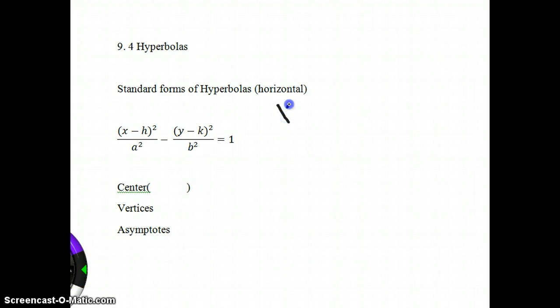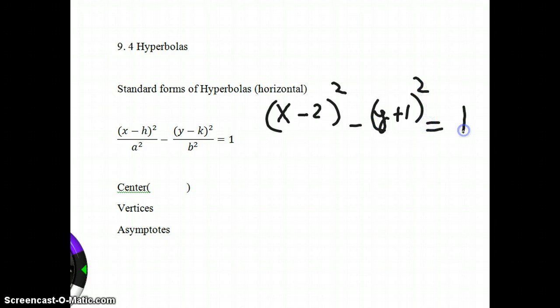So let's take a hyperbola (x minus 2) quantity squared minus (y plus 1) quantity squared. And again, these will be equal to 1. You'll have a number underneath the y, and you'll have a number underneath the x. So let's identify some things. Again, how do I know it's a hyperbola? I know it's a hyperbola with this minus sign.